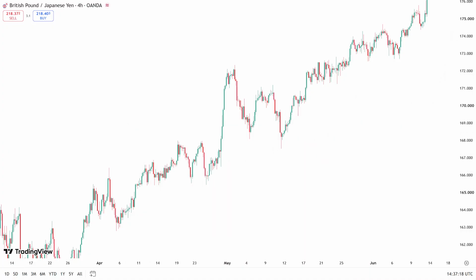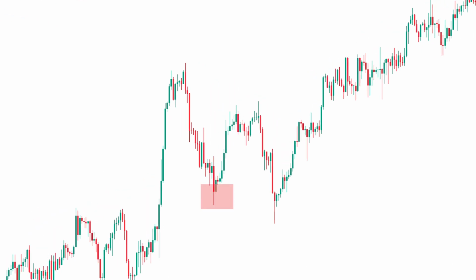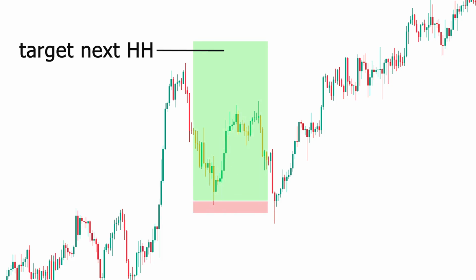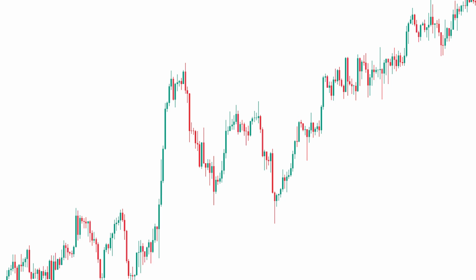Imagine the market is trending higher and creating higher highs and higher lows. Along the way, it forms small swing lows. Most traders see these levels as good buy entries or places to hide their stop losses. But large players know exactly where those orders are sitting. Before price continues higher, it often drops below those swing lows to grab that liquidity first.